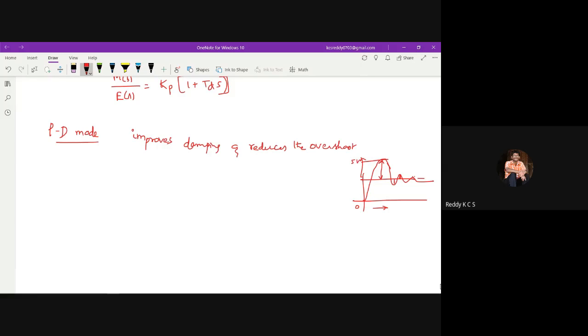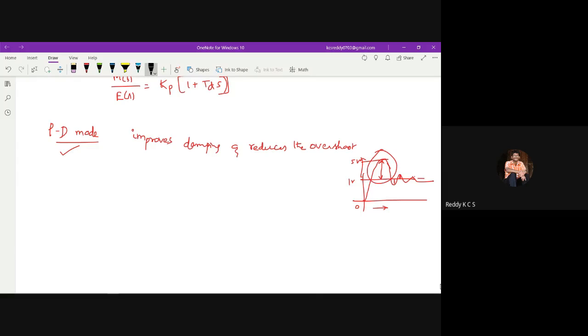Say, for example, 1 volt is required. When the control system is on, immediately it should not go to 5 volts and come back to 1 volt. That is what you can call the overshoot of the system. So this overshoot has to be reduced, and this can be done by using your PD mode.